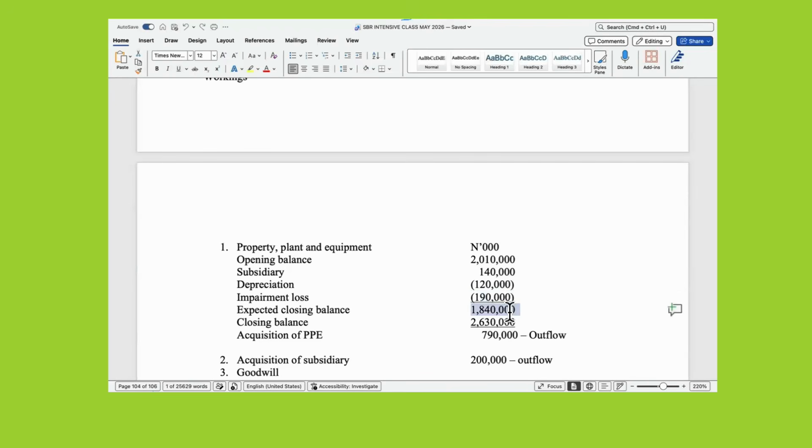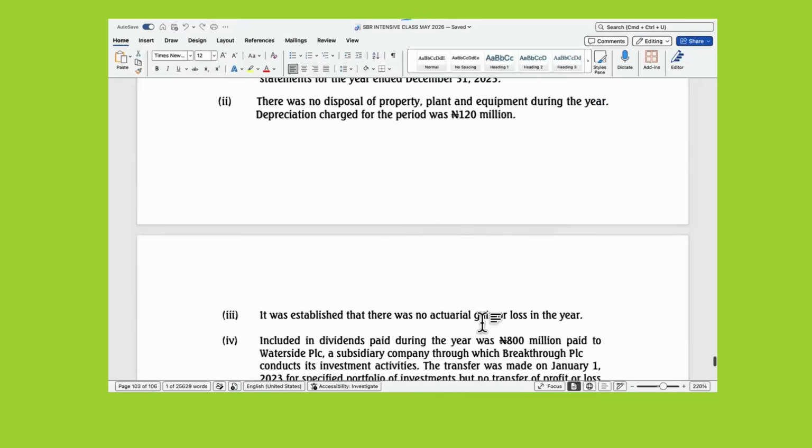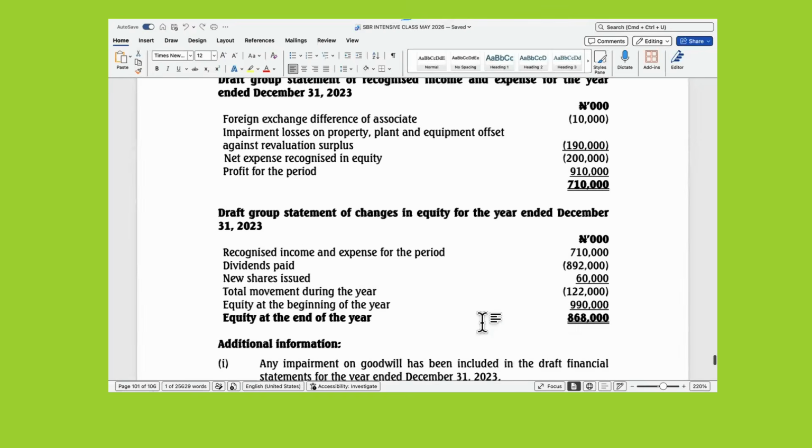So I expect my closing balance to be this 1840, but my closing balance was actually 2630. So it increased by 790, which would be an outflow in my statement of cash flows under investing activities. So I'm done with the first item, the first movement.